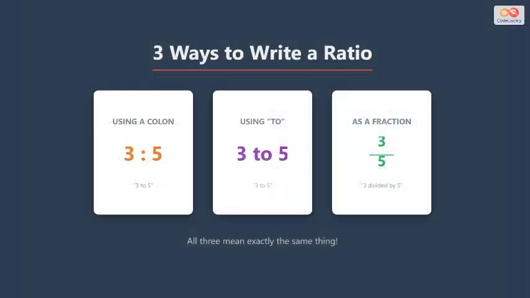There are 3 common ways to write a ratio, and they all mean the exact same thing. You can use a colon like 3:5. You can use the word "to" like 3 to 5, or you can write it as a fraction, 3/5. No matter which way you write it, the meaning does not change.